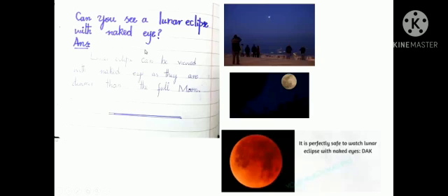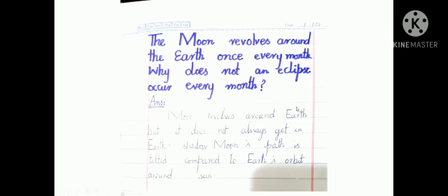What causes a lunar eclipse? Draw a diagram to explain how a lunar eclipse occurs. This is the sun, this is the earth, this is the moon. You can see this shadow of the earth will be formed when the earth is in the pathway of the sun and the moon, then the lunar eclipse can occur. Can you see a lunar eclipse with the naked eye? Lunar eclipse can be viewed with the naked eye as they are dimmer than the full moon. You can see here, it is perfectly safe to watch the lunar eclipse with the naked eye.